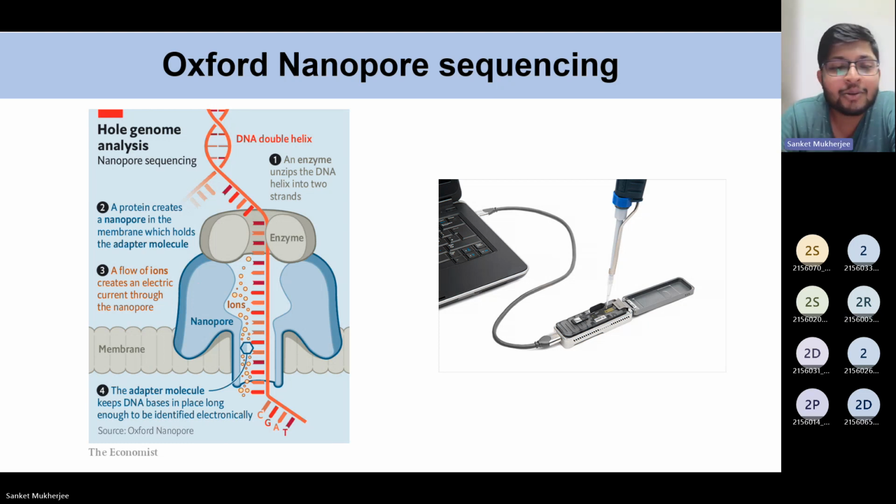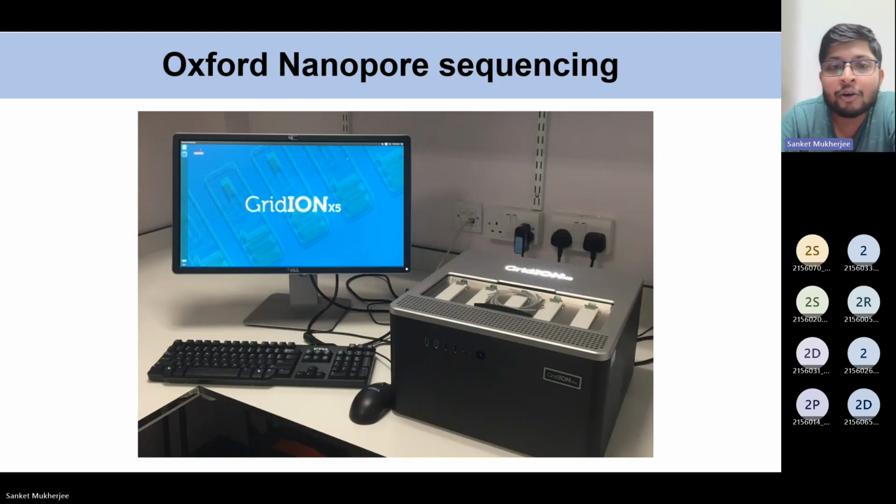Okay. So this is the Oxford nanopore sequencing machine. This is essentially the GridION, which is the machine. Any guesses how much this costs? Maybe 2 crores, maybe 3 crores? That is too much, not that much. 50 lakhs? Close. Around 70 lakhs it costs.